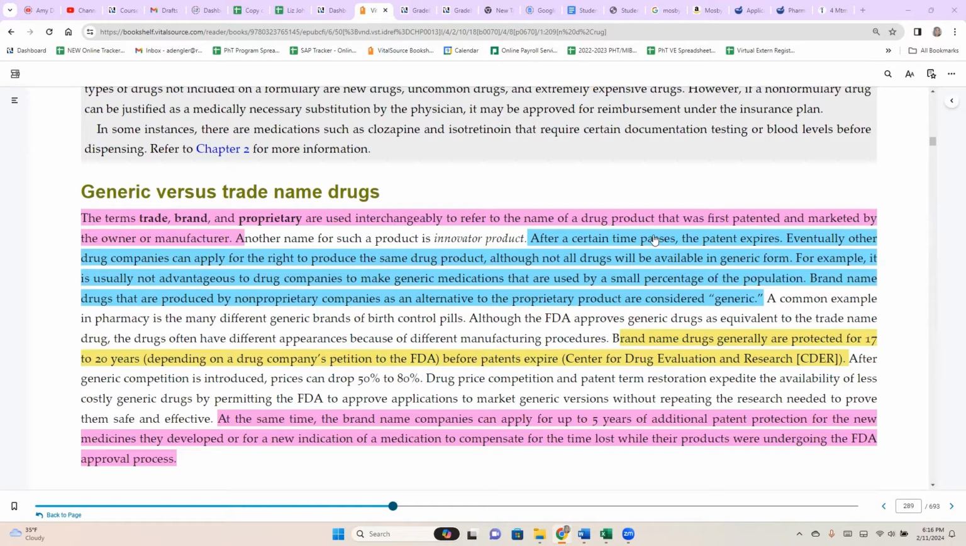The terms trade, brand, and proprietary are used interchangeably to refer to the name of a drug product that was first patented and marketed by the owner or manufacturer. After a certain time passes, the patent expires. Eventually, other drug companies can apply for the right to produce the same drug product, although not all drugs will be available in generic form. For example, it is not usually advantageous to drug companies to make generic medications that are used by a small percentage of the population. Brand name drugs that are produced by non-proprietary companies as an alternative to the proprietary product are considered generic.